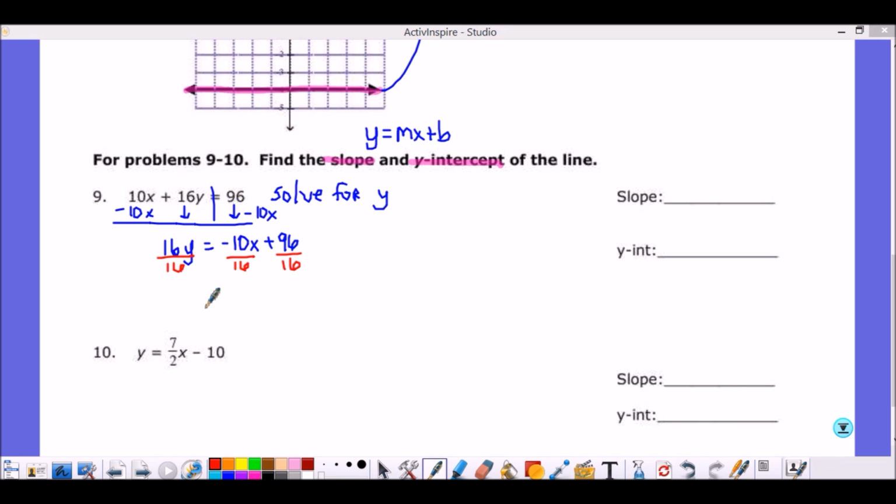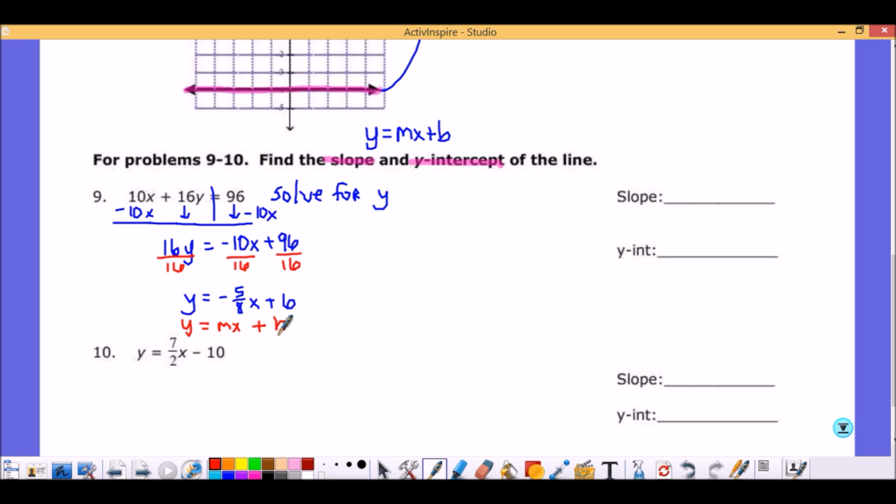Okay, so now I'm ready to reduce all of this. So now I get y equals, 2 goes into both of these, and so I get negative 5 over 8 x and then plus 6. All right, so now I'm ready to compare y equals mx plus b.